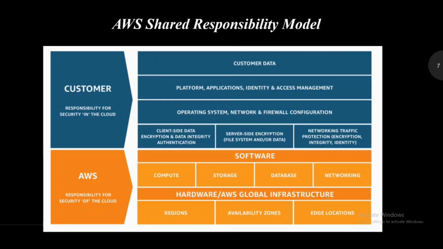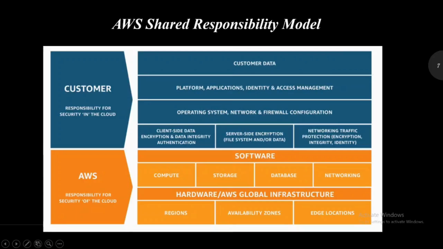Operating system, network, and firewall configurations. Customers are responsible for the security and configuration of their operating systems and network settings. Operating system security. Customers must manage the security of their guest operating systems, including regularly applying security patches and updates, configuring and monitoring for unauthorized access or vulnerabilities.